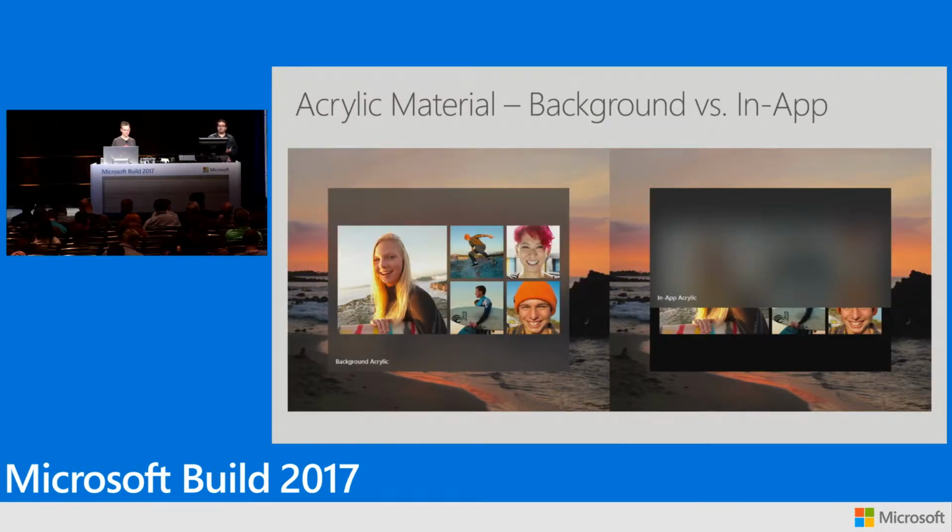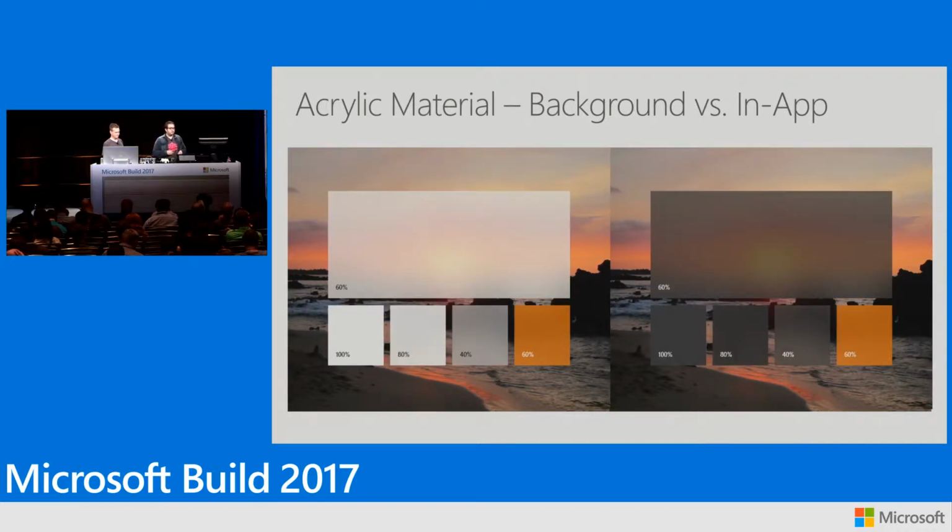And you don't have to use it only with composing to the background of an app, but you can also use it within an app to create a sense of layering and depth within the application itself. And so this shows what we call background acrylic and in-app acrylic. And I think that pane you were showing is what we call in-app acrylic. There's a lot of flexibility with it. We can tint it. We can change opacity levels.